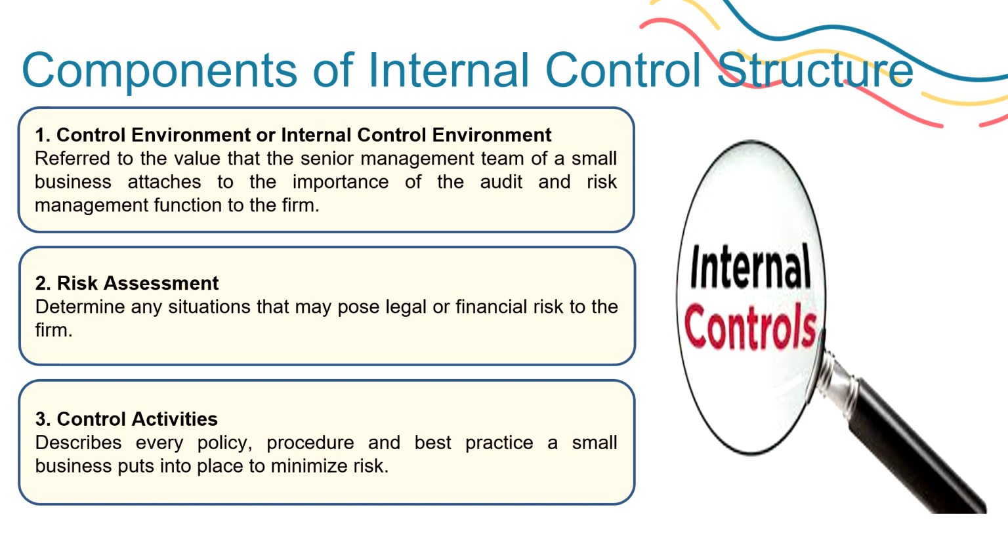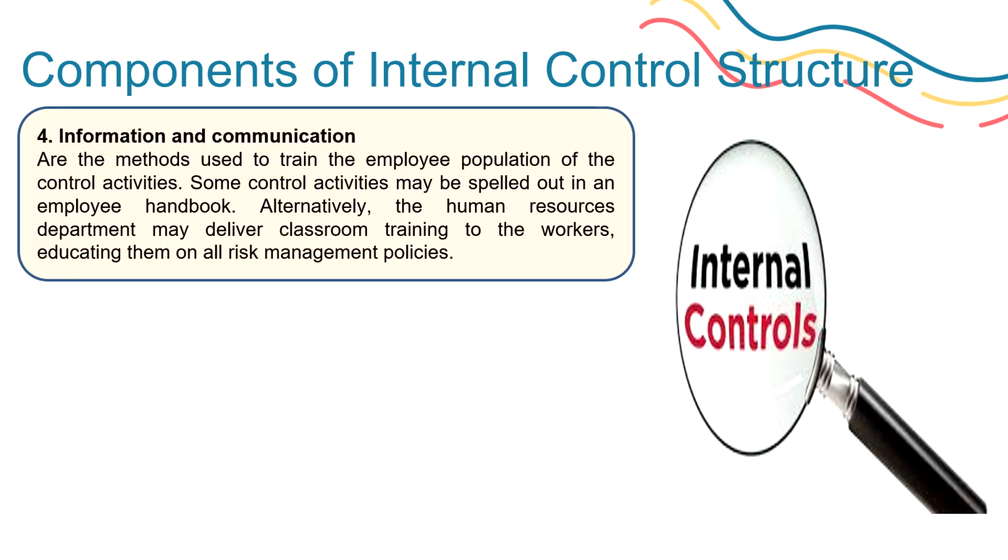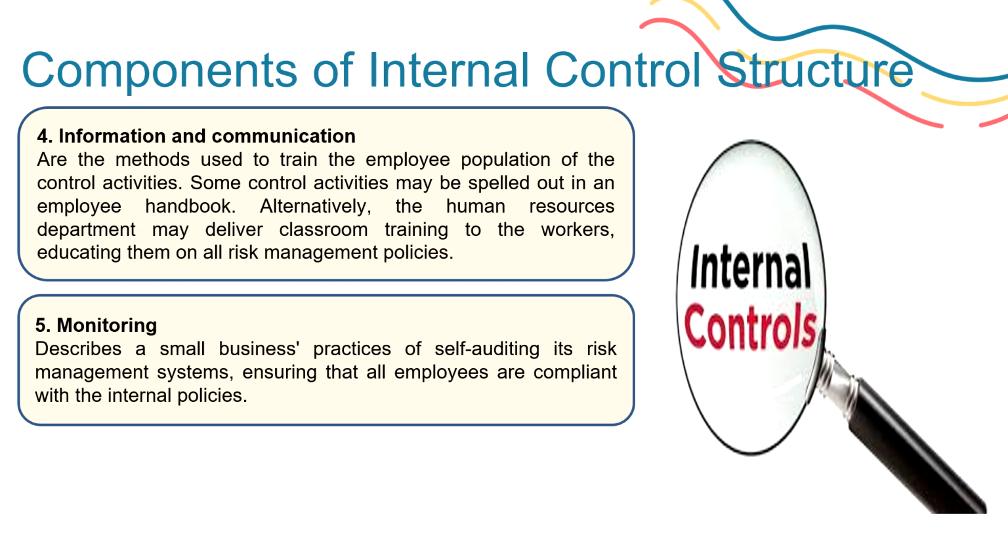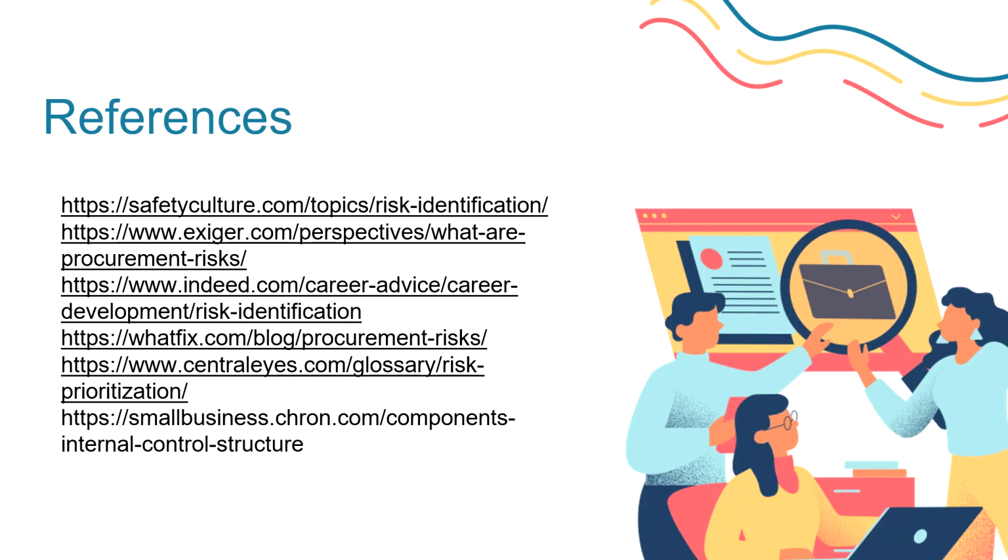Number 3 is control activities, which describe every policy, procedure, and best practice a small business puts into place to minimize the risk. Number 4 is information and communication. They are the methods used to train the employee population on control activities. Number 5 is monitoring. It describes the small business practice of self-auditing its risk management system to ensure that all employees are compliant with the internal policies.